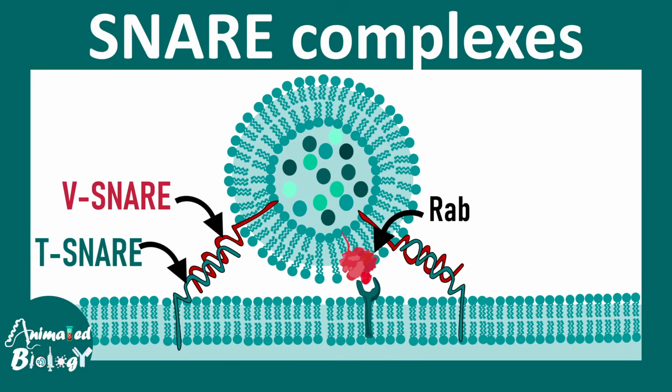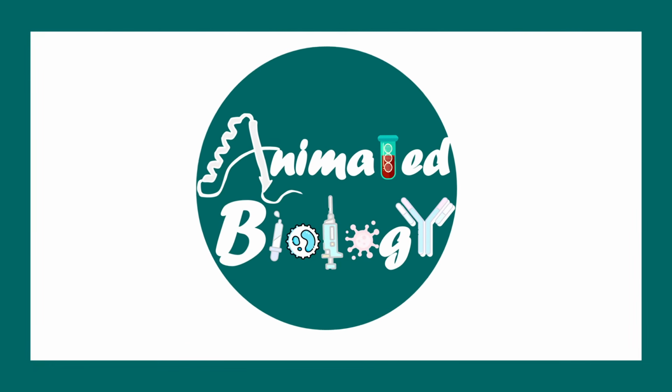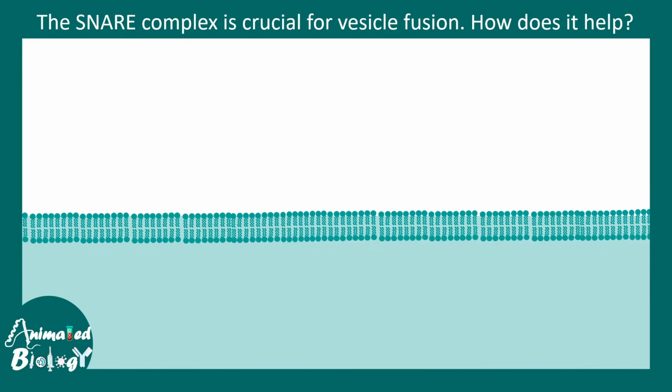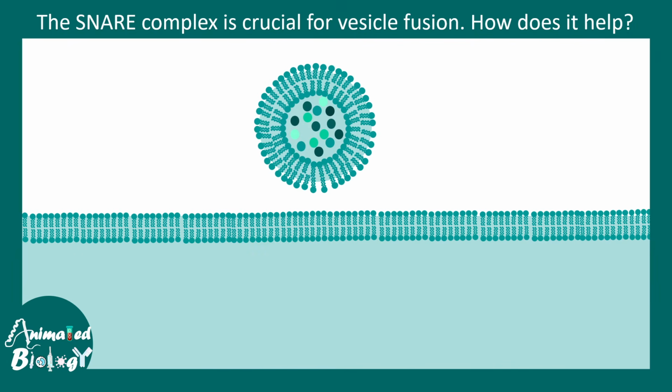In this video, we'll talk about the SNARE complex and vesicle fusion. The vesicle fusion would be discussed in detail, so stay tuned till the end. The SNARE complex is crucial for fusion of vesicles. The question is, how does the SNARE complex help in the vesicle fusion process?